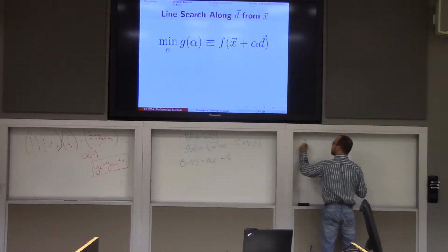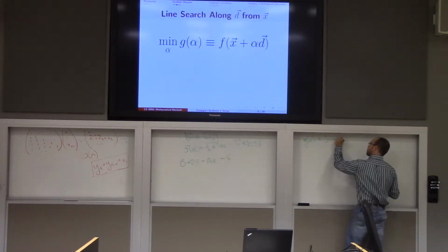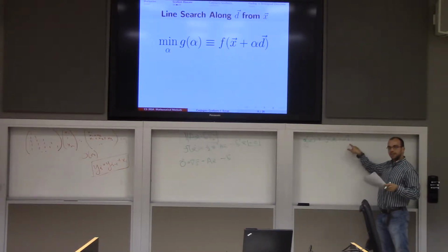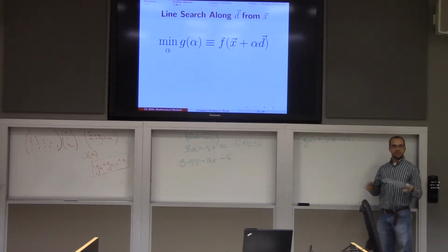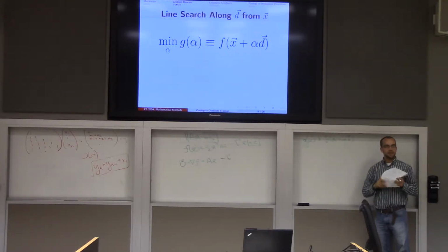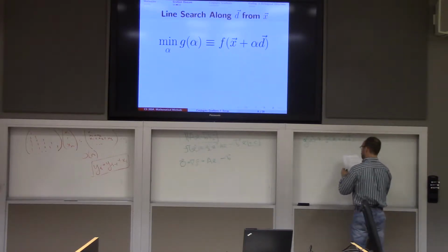Okay, so again, we've defined this function g of alpha to be f of x plus alpha times the search direction. For now, I'm not going to assume that d is the gradient of anything. It's just some search direction. I don't even care. That's going to be important because I'm going to reuse this formula when we talk about conjugate gradients. But anyway, let's write this function out.